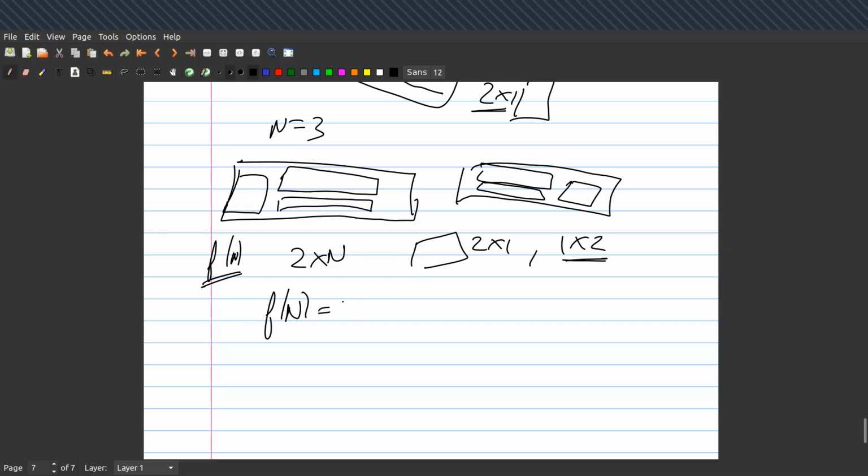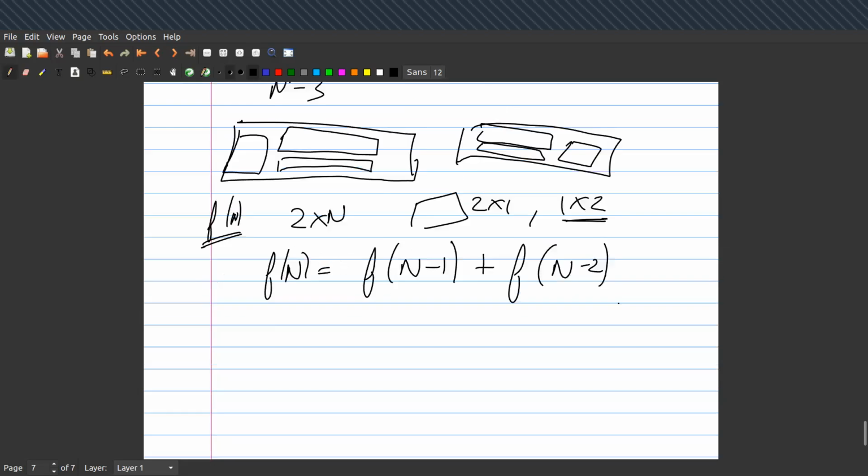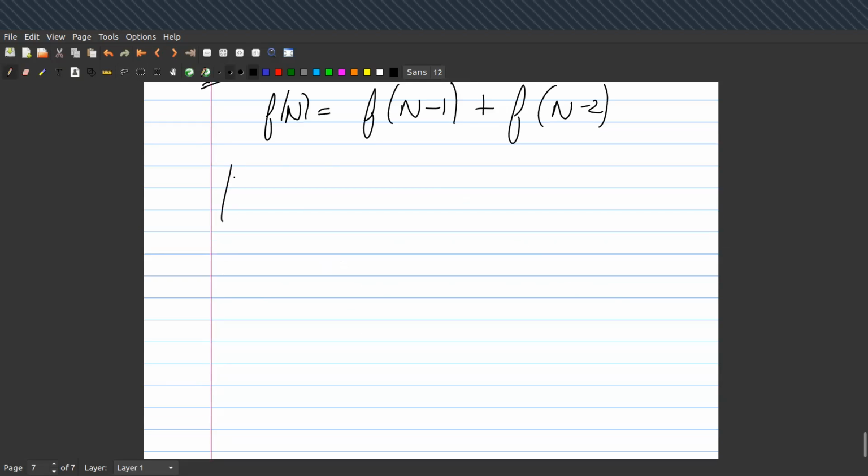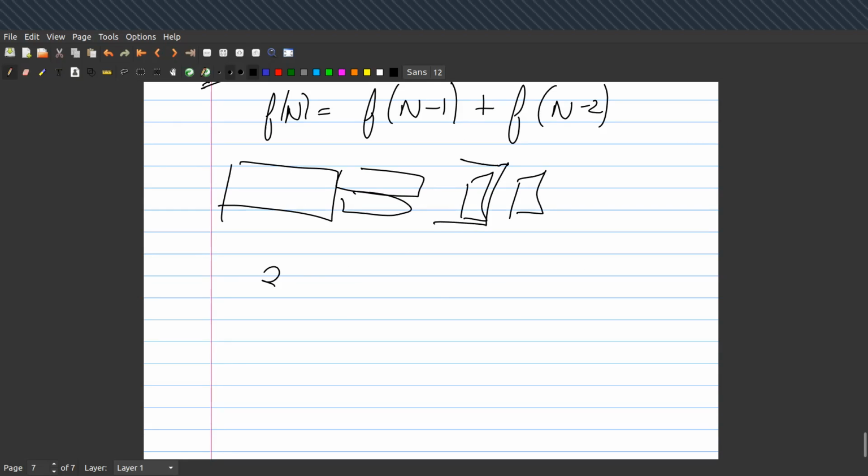If you just think it a little bit more, you will get it. Your method is right, but the recursion is slightly wrong. If you have n minus 2, you have two possible configurations. One is this way, and one is this way. But this will already be covered.